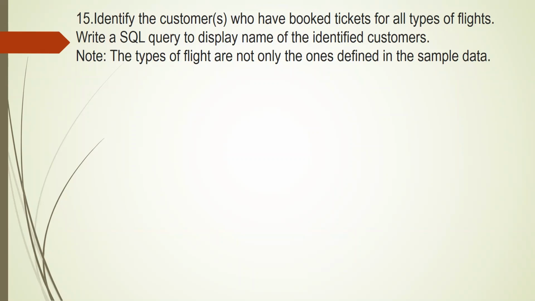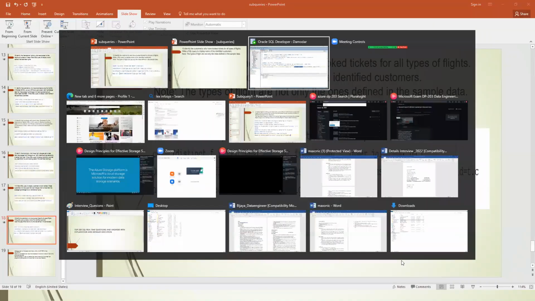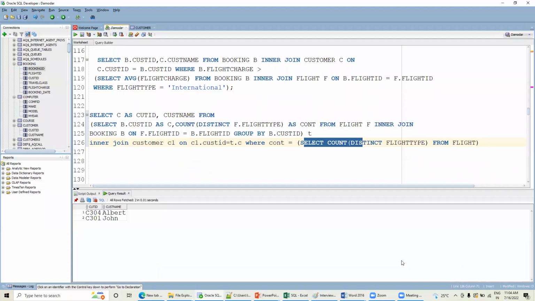So for each customer ID I need to see the customer who has booked all the flights. That is why I have done an inner join with the flight ID for each customer ID, and again taken this condition. Just go back to my query here. You see here, C304 Albert and C301 John.